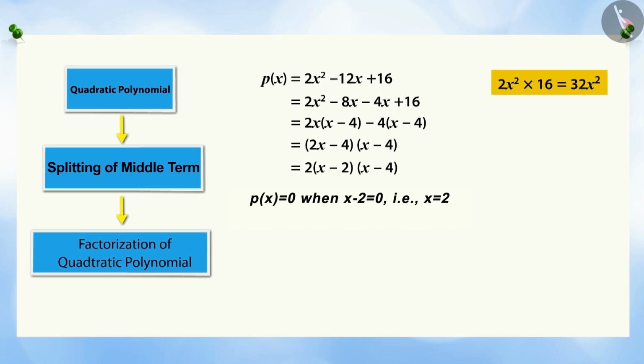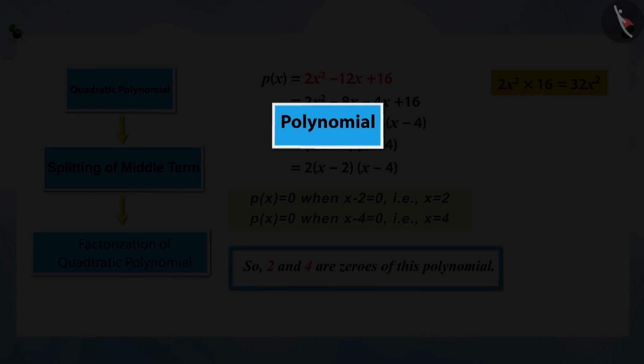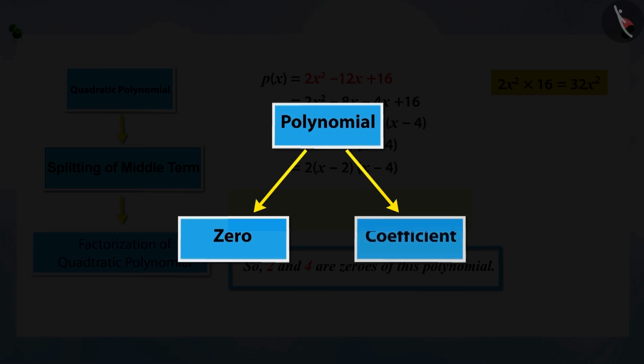Therefore, for x minus 2 equal to 0, that is, x equal to 2, or x minus 4 equal to 0, that is, x equal to 4, the value of the polynomial will be 0. So, 2 and 4 are the zeros of this polynomial p(x). Do you know that the zeros of a polynomial and its coefficients are related to each other? Let's see how.